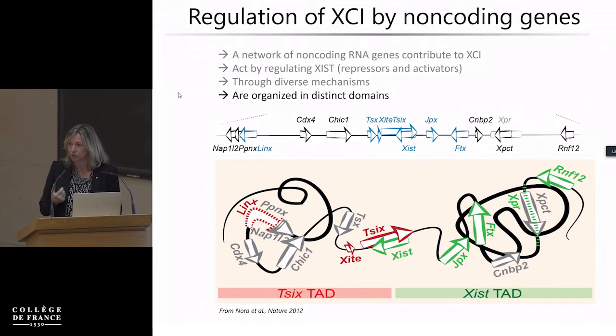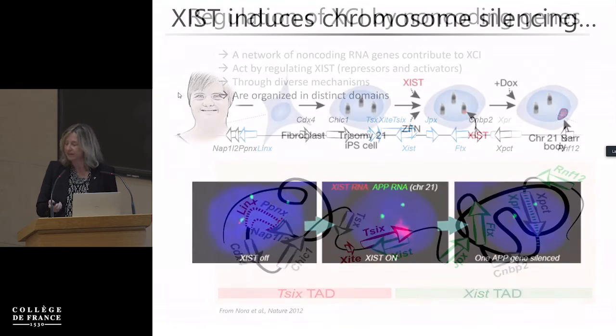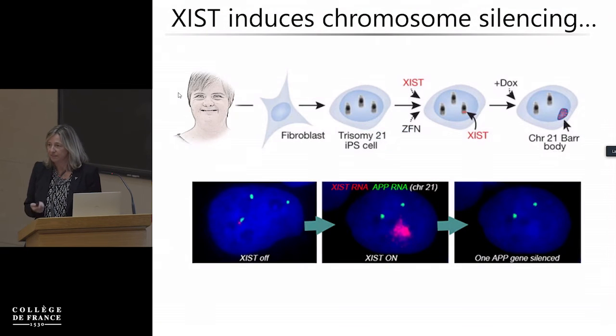So we've learned a lot from the mouse, but when I started my lab quite some years ago, I was really intrigued to understand to what extent this process was conserved in the human. And so, I mean, we had very few information about that. One thing that we knew, and that was shown even more recently, is that GXIST in the human is able to silence the chromosome from which it is expressed.